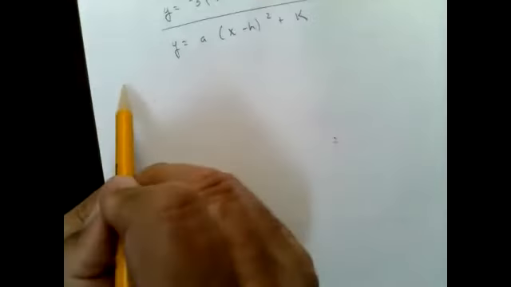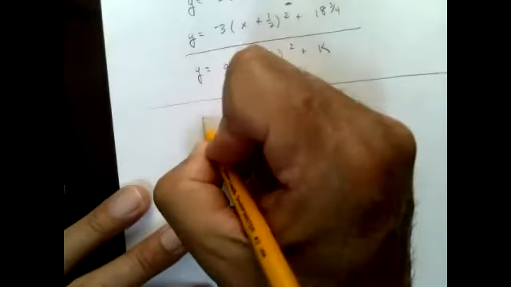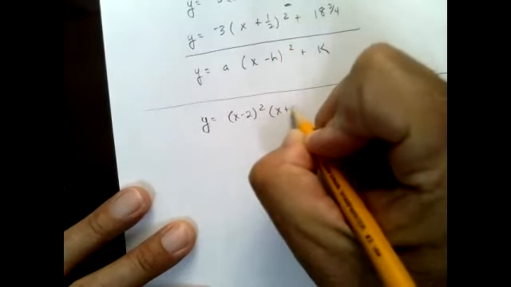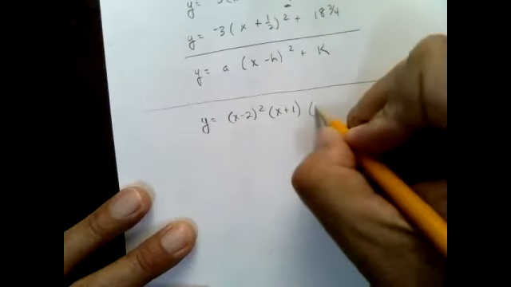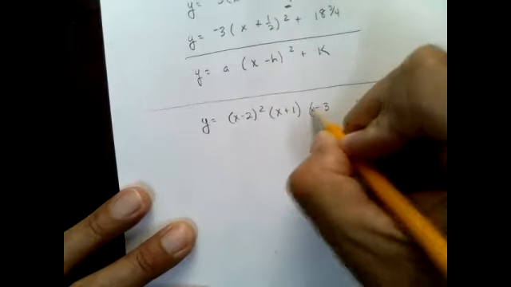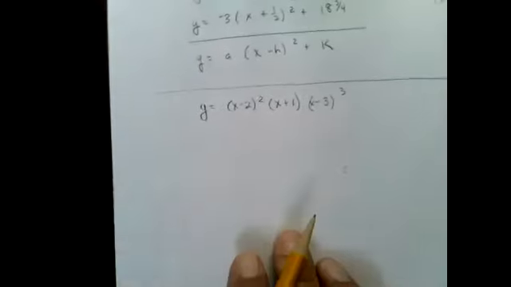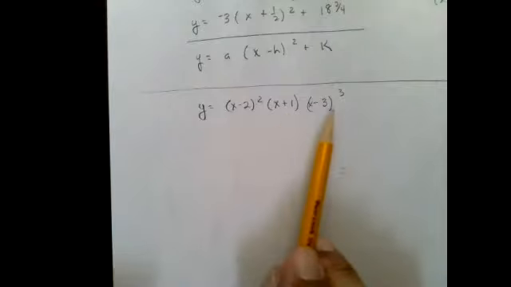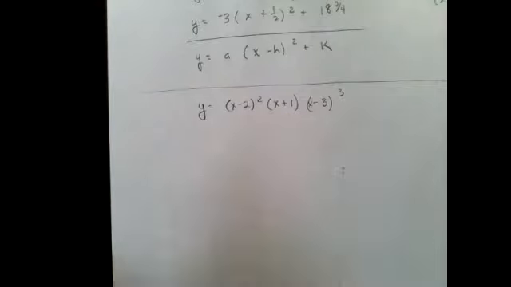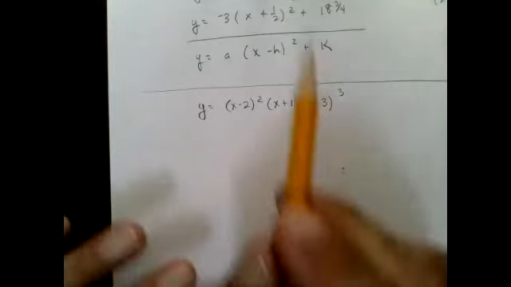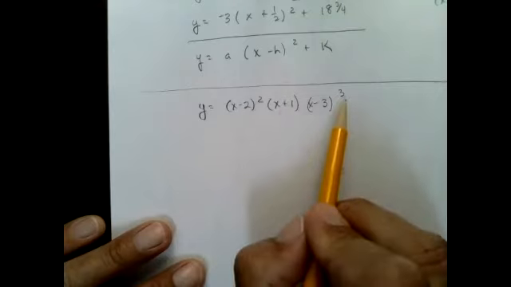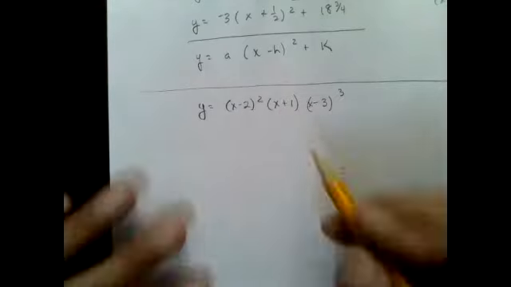What if I said, I had this guy, y equals (x minus 2) squared, (x plus 1), and (x minus 3) cubed. So I gave you that equation. And I said, tell me what this graph behavior looks like, because I was able to factor this. This was sweet. Well, let's see. Here's two terms, one term, that's 3 and 3 more. That's 6 terms. So I know this guy's even.